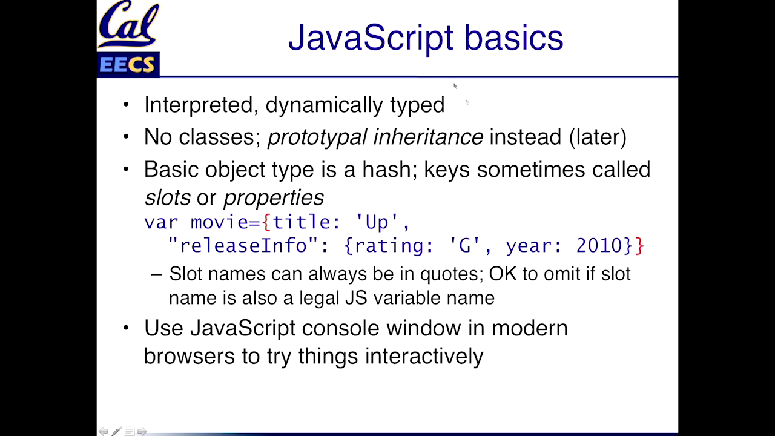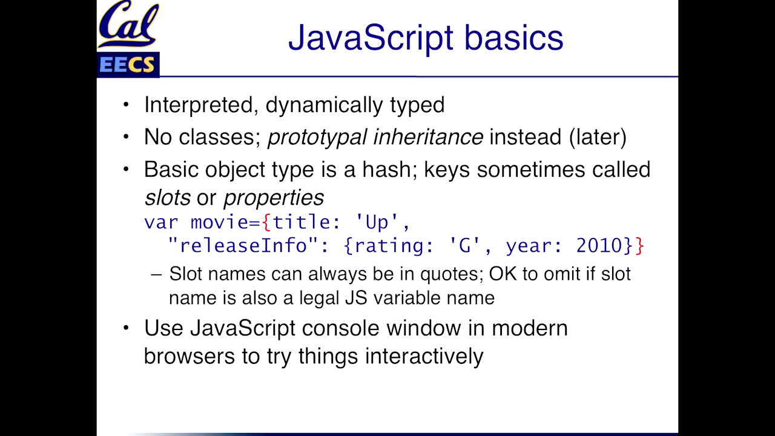You notice that I didn't put the quotes around title, but I did put them around release info. Quotes are always legal. And in fact, if you're using the JavaScript object notation, or JSON, which we'll talk about a little bit later, you do have to put the quotes in. But for JavaScript itself, you can leave the quotes out if you want, as long as the slot name would also be a legal name of a variable in JavaScript. So for example, you can have a slot name that includes, let's say, a hyphen. But because a hyphen would not be part of a legal variable name in JavaScript, in that case, you would have to include the quotes around the slot names.